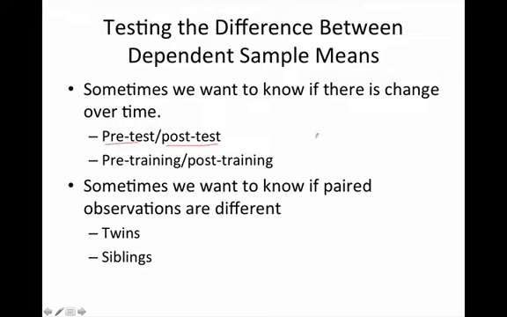And sometimes I also want to know if paired observations are different. Let's say, for example, that I'm testing twins' intelligence level. I might want to know whether or not twin one's outcome, let's just call it IQ for now. I want to know whether or not twin 1 IQ predicts or is related to twin 2 IQ. Because these observations are matched, there is a dependency in the data.